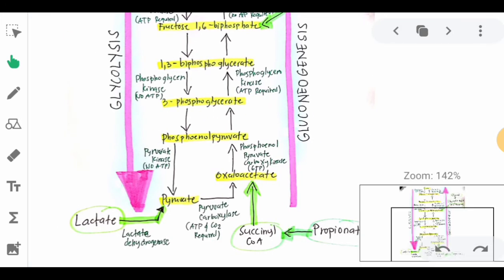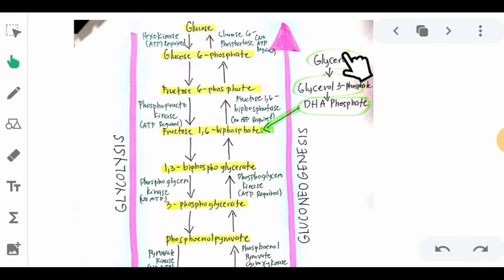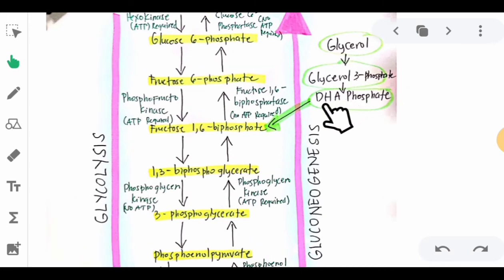Now for glycerol, as one of the components of fatty acid, the glycerol will be converted into glycerol 3-phosphate, and the glycerol 3-phosphate will be converted into dihydroxyacetone phosphate. Dihydroxyacetone phosphate is one of the components of glycolysis. So this dihydroxyacetone phosphate will be converted to fructose 1,6-bisphosphate.